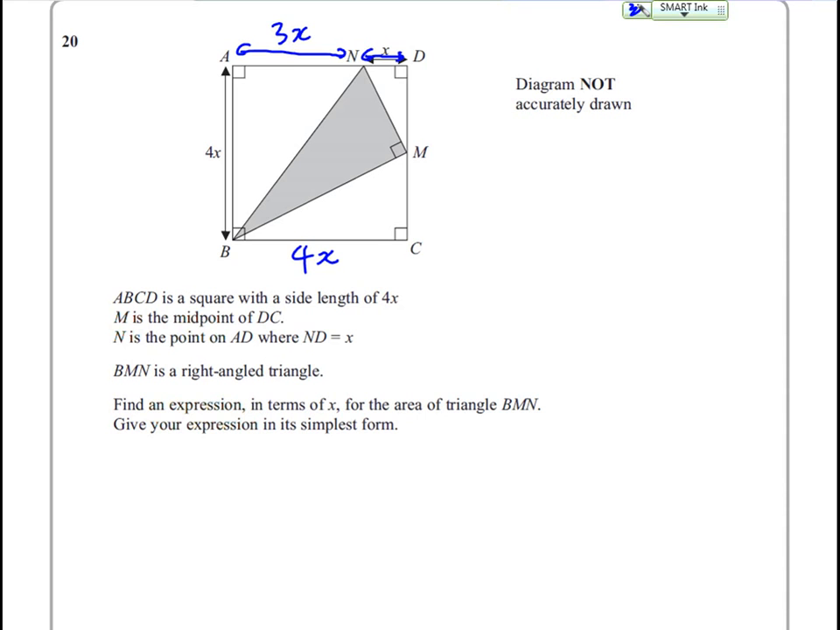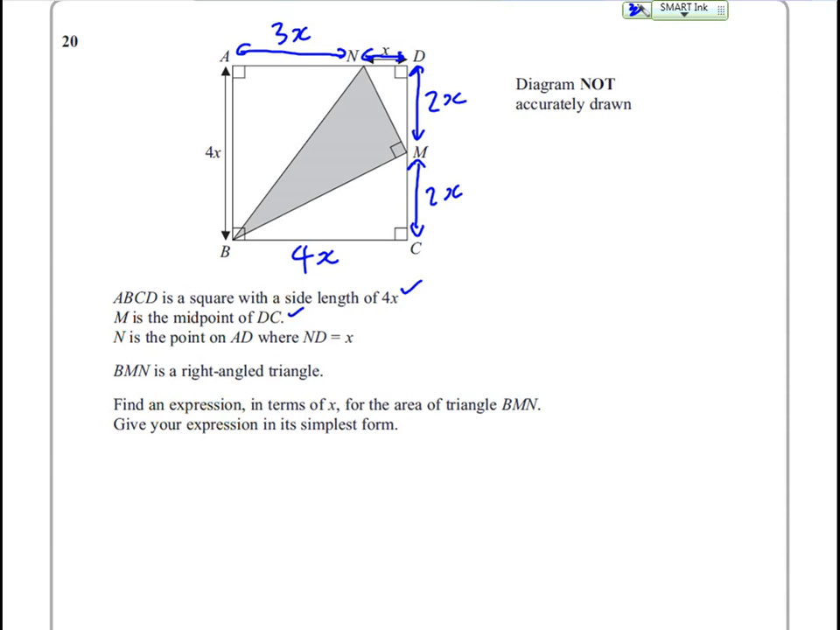And if we carry on reading the question, we've dealt with that information. M is the midpoint of DC. So that also tells us that this is cut in half. Hence, half of 4x is 2x, 2x. So we've got all the labels that we probably are going to need. N is the point on AD where ND equals x. Yes, that's shown in the diagram.